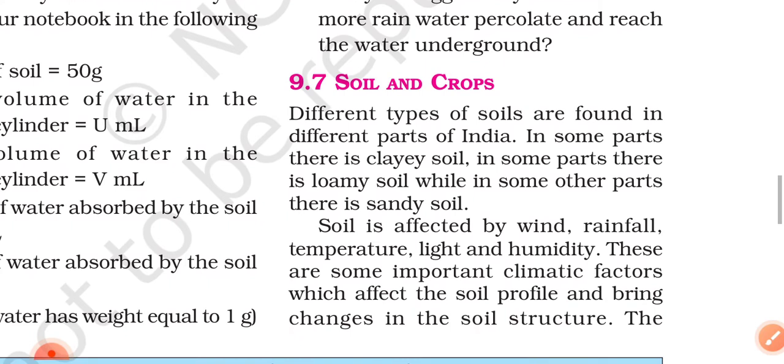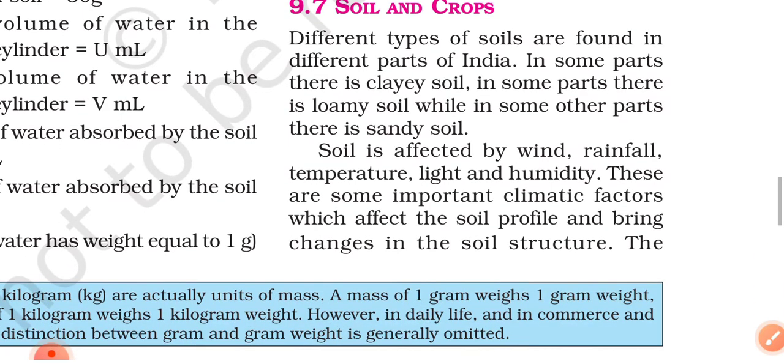9.7 Soil and crops. Different types of soils are found in different parts of India. In some parts there is clay soil, in some parts there is loamy soil, while in some other parts there is sandy soil. Soil is affected by wind, rainfall, temperature, light, and humidity. These are some important climatic factors which affect the soil profile and bring change in the soil structure.